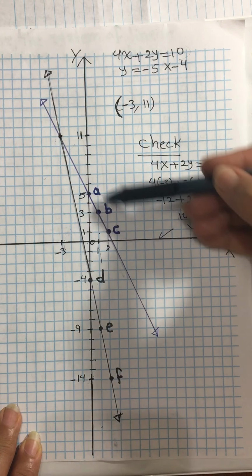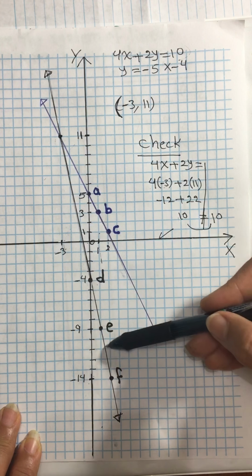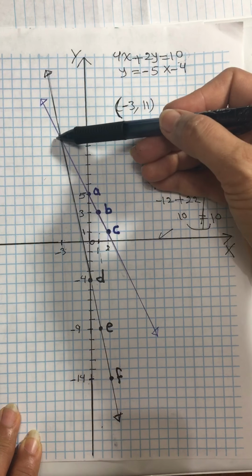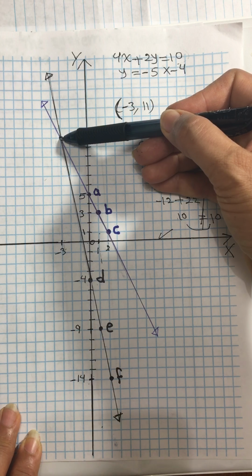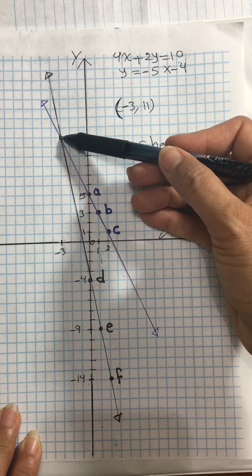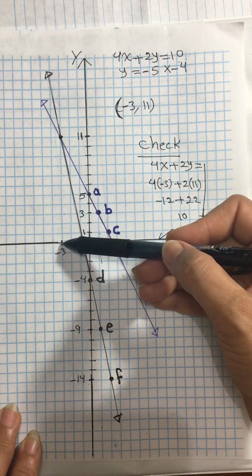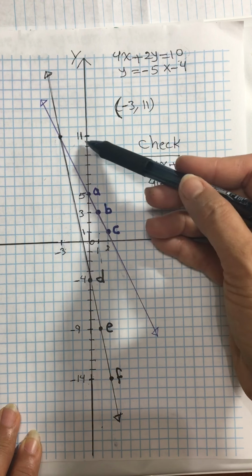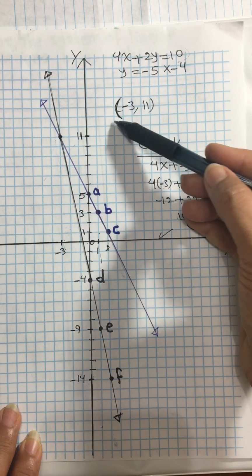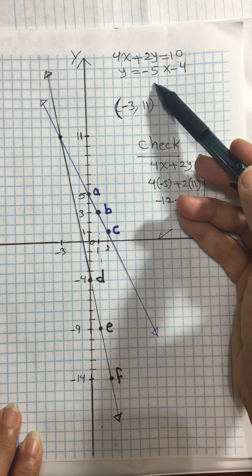And when I graph it, I find that these two lines both intersect in one point, which is, if I figure out, negative 3 and 11. So the solution will be (negative 3, 11). So this ordered pair is the solution for this system of equations.